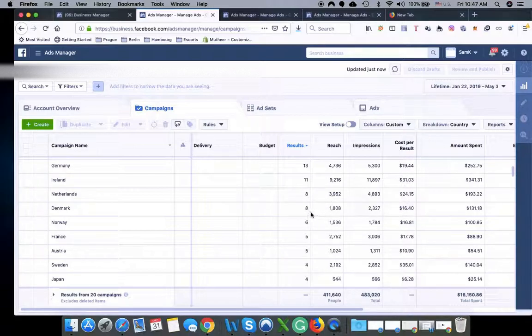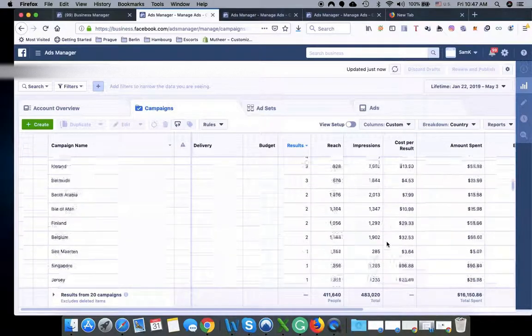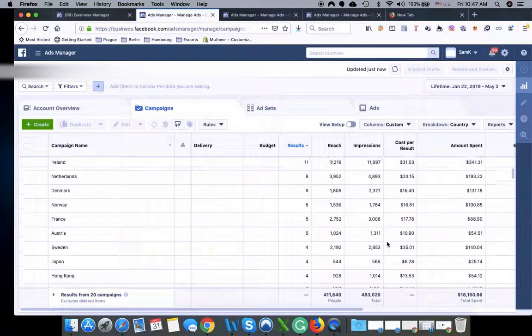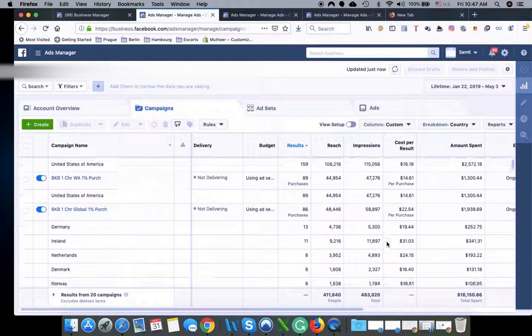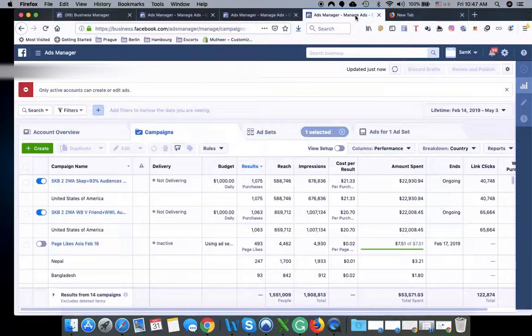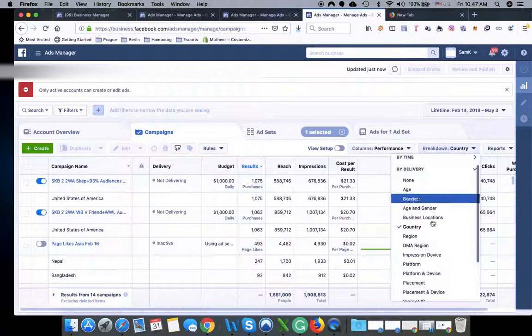Denmark at 8. It's close to 10, so I'll take that. 654. No, not really. But you guys get the idea. Just look at countries with the lowest cost per result with at least 10 purchases and take those separately and creating your own campaign.